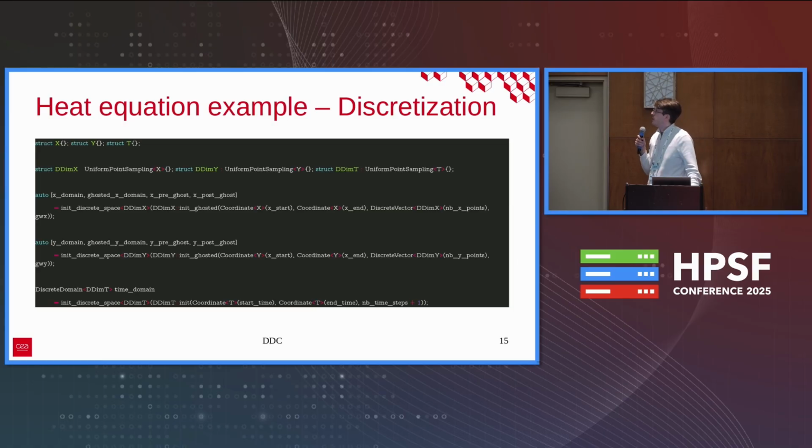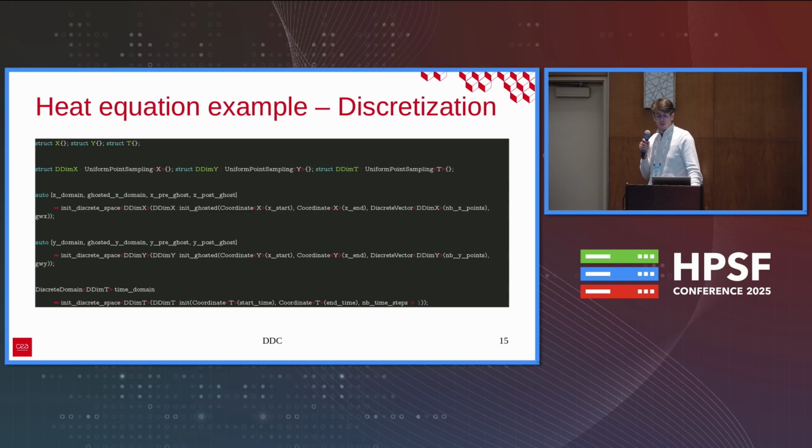I wanted to finish this presentation with an example, to give you a concrete view of the DDC library, with the heat equation in two spatial dimensions. So we start by defining some structures, X, Y, and T, that will represent the continuous dimensions that we discretize with a uniform point sampling for all of them, X, Y, and T. So that gives us DDimX that is defined as a uniform point sampling over X, the same for Y and T.